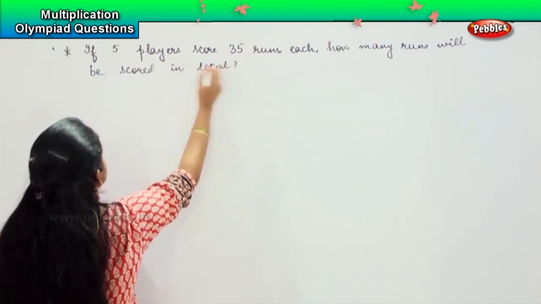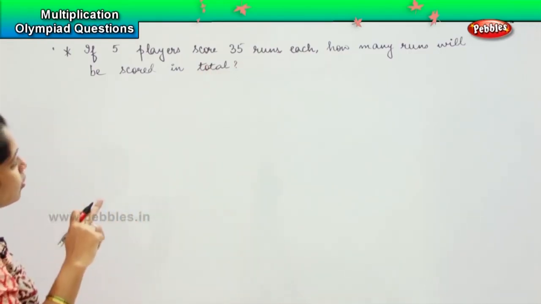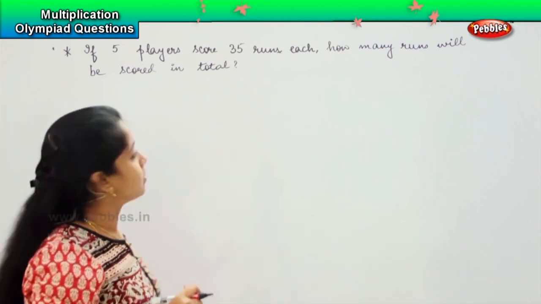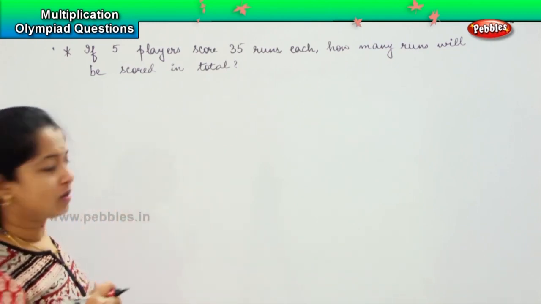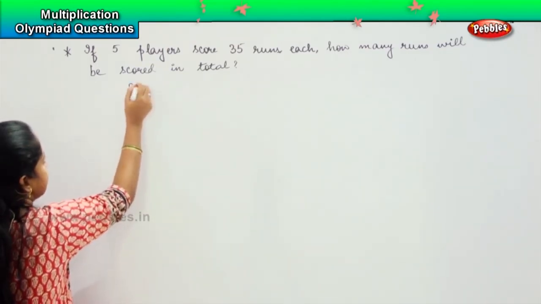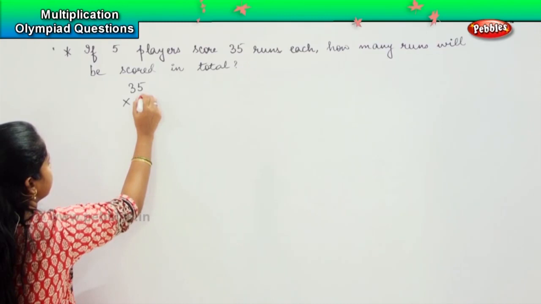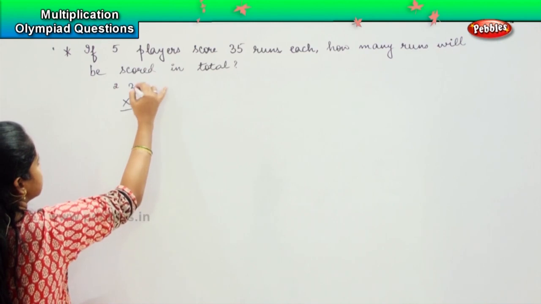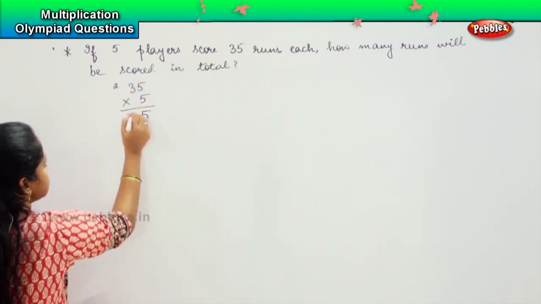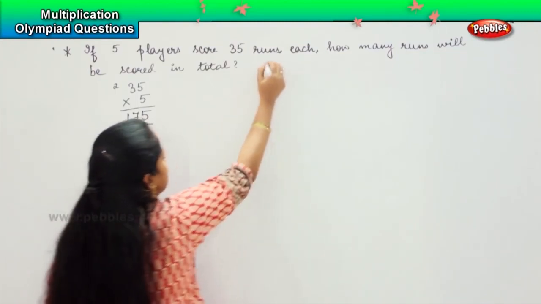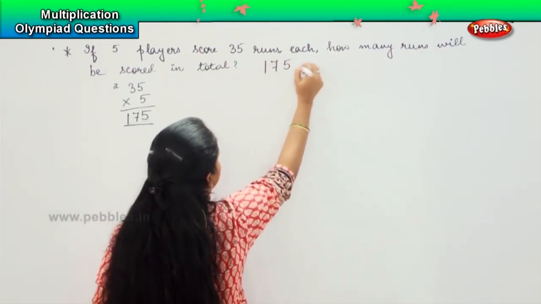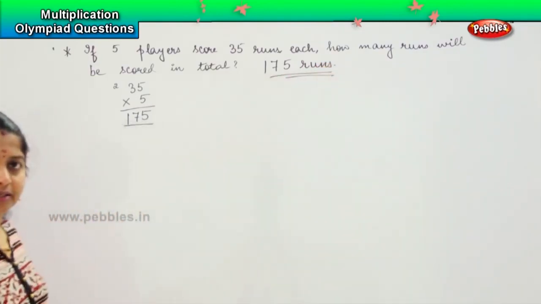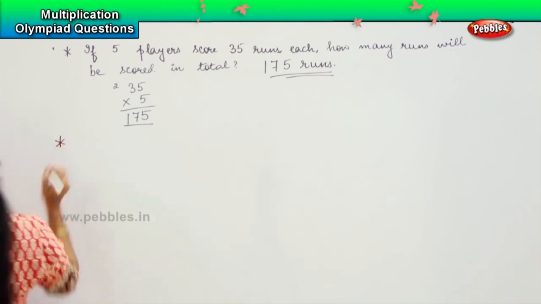So did you understand the question, children? 5 players score 35 runs each, which means that each player is scoring 35 runs. Okay. So how many runs will be scored in total? So what you have to do is 35 into 5. So 5 into 5, 25. 2 carry forward. 3 5s are 15. 15 plus 2 is 17. So my answer is 175 runs. Clear? Here comes your next question.